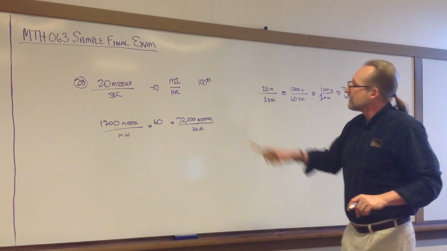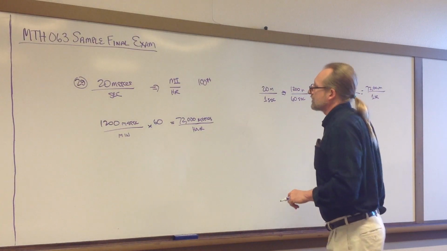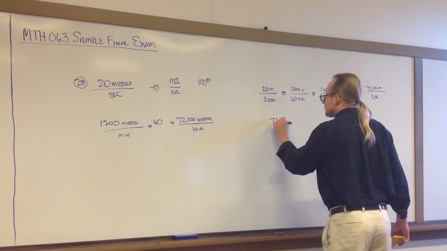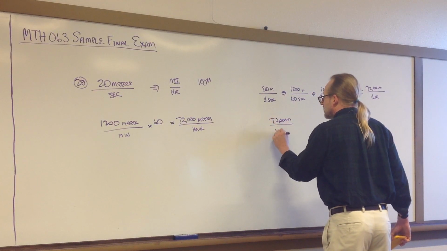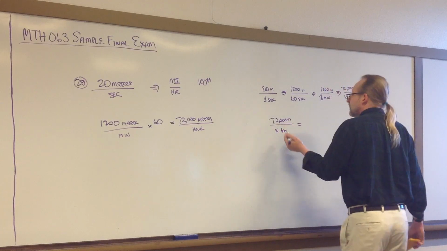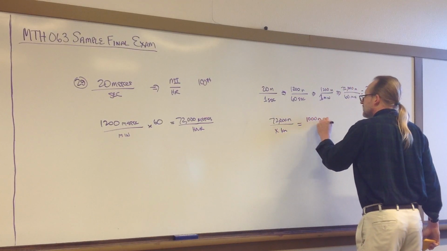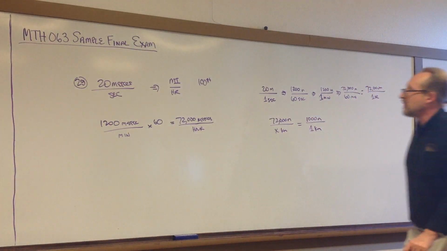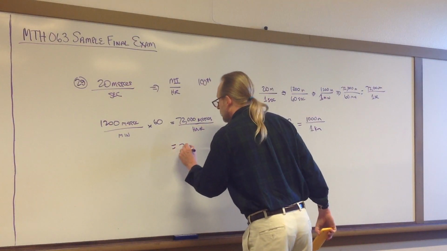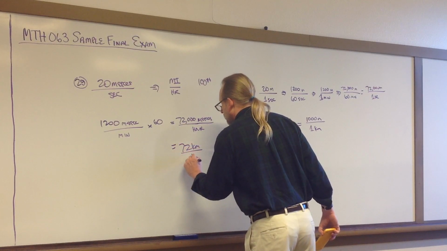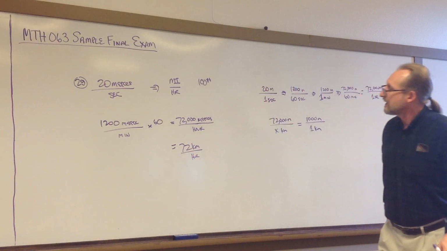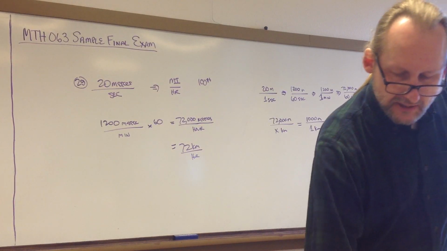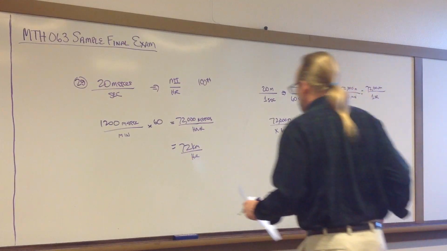Next, we can convert the meters into kilometers. So 72,000 meters is X kilometers if we know that it takes 1,000 meters to make 1 kilometer. 72,000 divided by 1,000 is going to be 72 kilometers per hour. All right, we're getting there. Next, we have to convert that 72 into miles. 72 kilometers converted to miles.